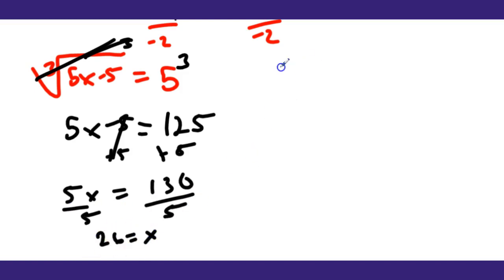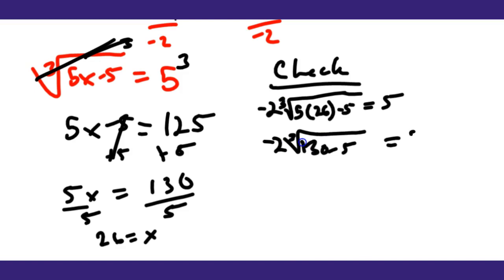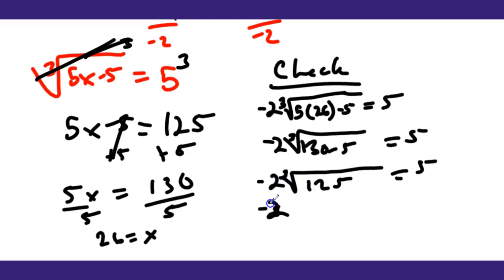All right, 26. And then, of course, we need to check it. So if I take the original problem and plug in 5 times 26 minus 5, it should equal 5. Well, 26 times 5 is 130. Oh, this is the cube root, by the way. And then 130 minus 5 is equal to 125. The cube root of 125 is 5.